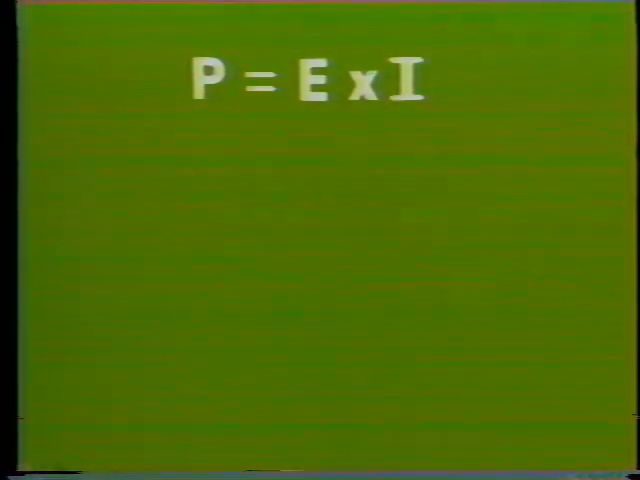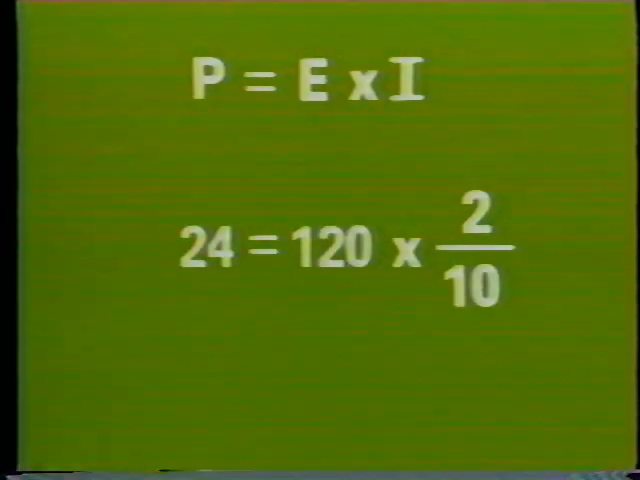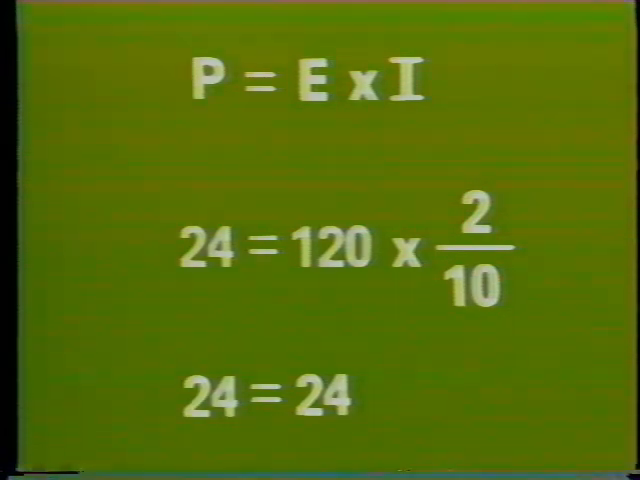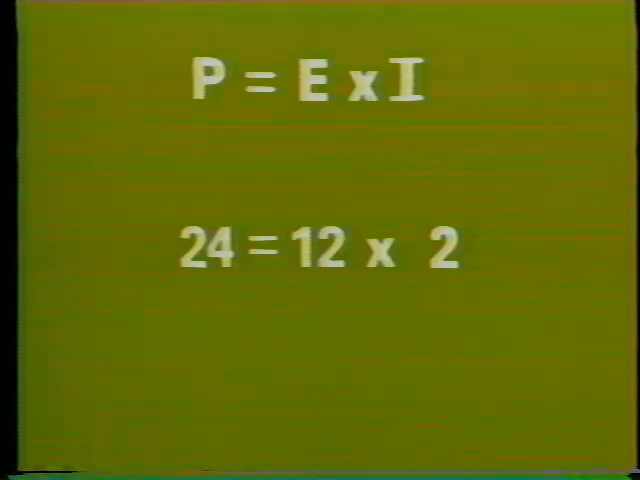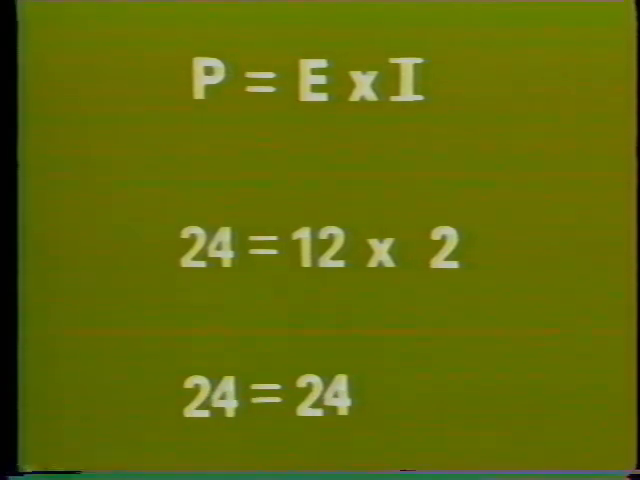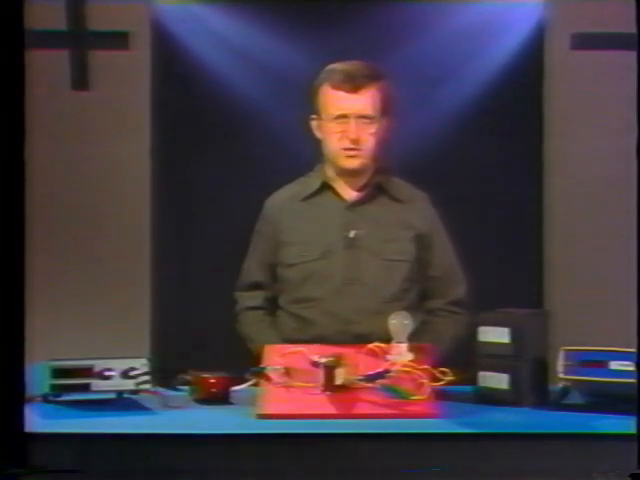Power equals voltage times current. P equals E times I. So on the input side, we have 24 watts of power being equal to 120 volts times 2/10 amps. 120 times 2/10 is 24. So it checks out. Now on the output side, we still have 24 watts of power, but we have 12 volts and 2 amps. 12 times 2 is 24. So again, it checks out. When voltage decreases, current must increase, and vice versa. We can also use the power in equals power out relationship along with Ohm's law to calculate current values.